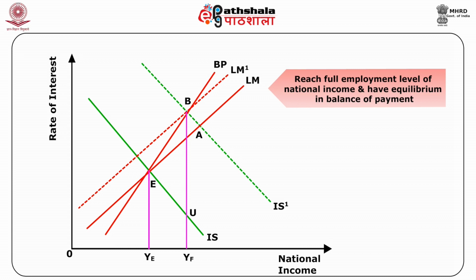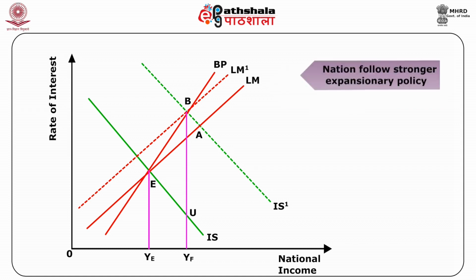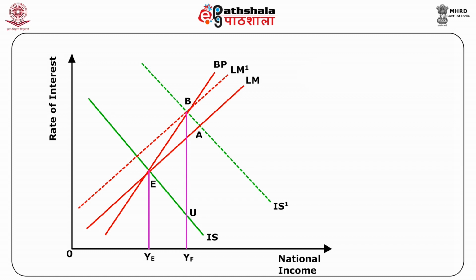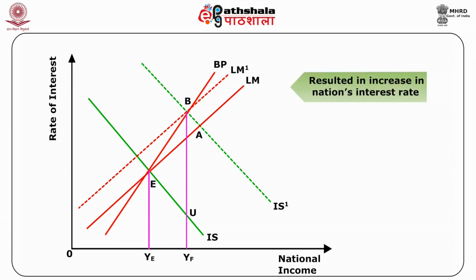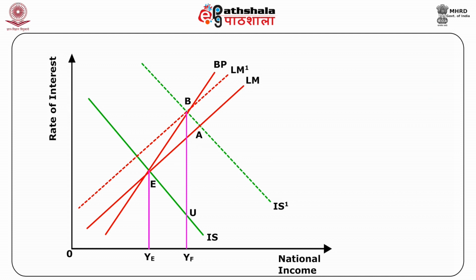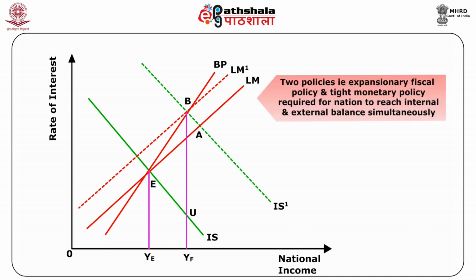To reach the full employment level of national income Y_F and to have equilibrium in its balance of payments, the nation should follow a stronger expansionary policy that shifts the IS curve to point B on the BP curve. This results in an increase in the nation's interest rate to I double dash. So the two policies, an expansionary fiscal policy and a tight monetary policy, are required for the nation to reach internal and external balance simultaneously.